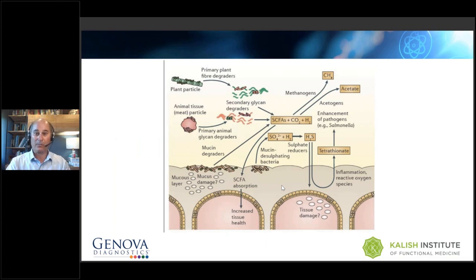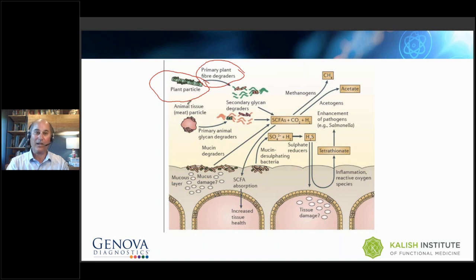So now, in terms of the process that we're looking at here, and this is a little dicey, it's a little sciencey, but I think it's worth learning. So you have your plant particle. That's called a vegetable or fruit, or grain. And there are primary plant fiber degraders. That means there are bacteria in your gut whose main job is to break down fiber that you eat from your diet. Super straightforward. If that process is not happening, everything else on this slide gets undermined.